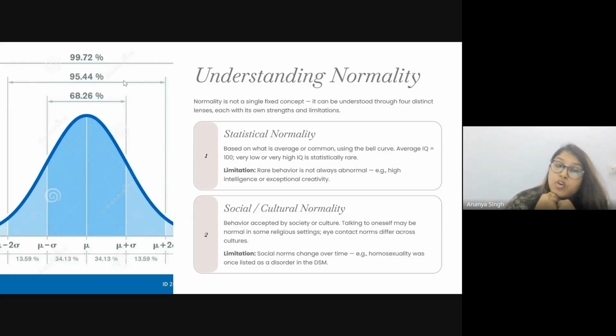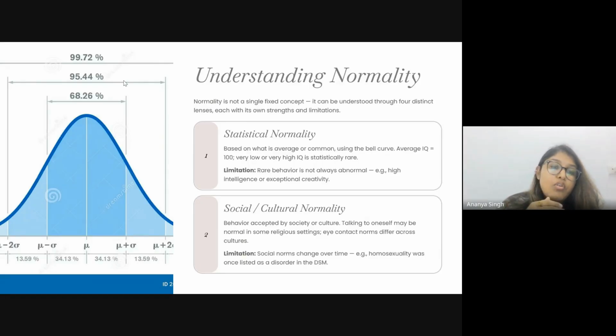But do we call them abnormal or do we call them rare? We call them rare. Therefore, that is one of the limitations of this concept of abnormality, that rare behavior is not always abnormal. Say high IQ people who have IQ above 120, 130, they are rare, but they cannot be called abnormal in the literal sense of the term, right? So anything that is not average cannot be abnormal. That is one drawback of statistical normality, I hope we are clear.